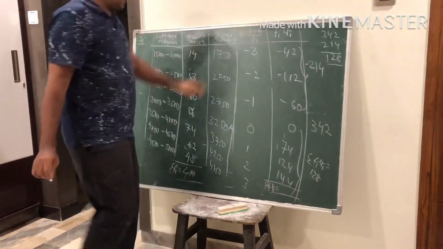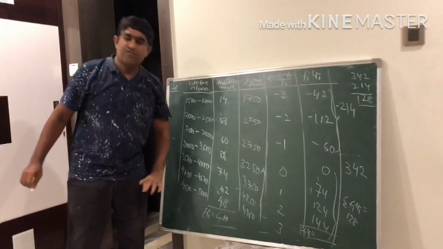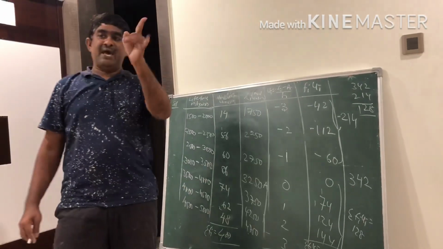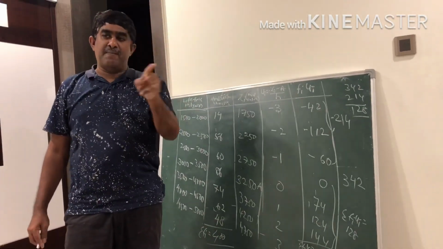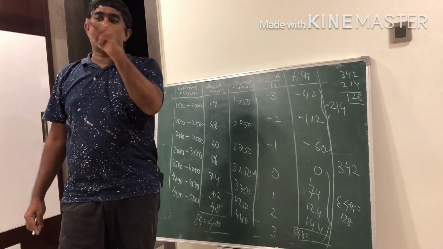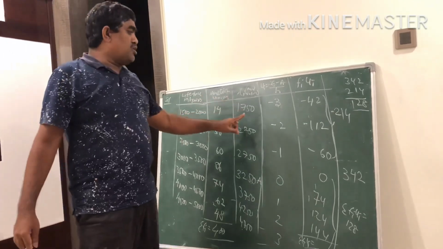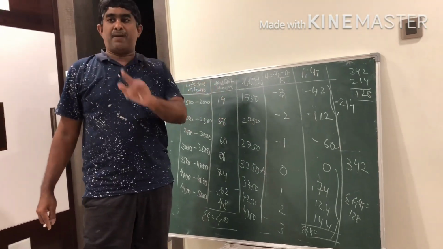Keep it like that. You know sigma fi is 400. Now use the formula. What is the formula? A plus sigma fi mu i by sigma fi into h. We will do it. Just listen once again. After noting down this, we will do the problem.